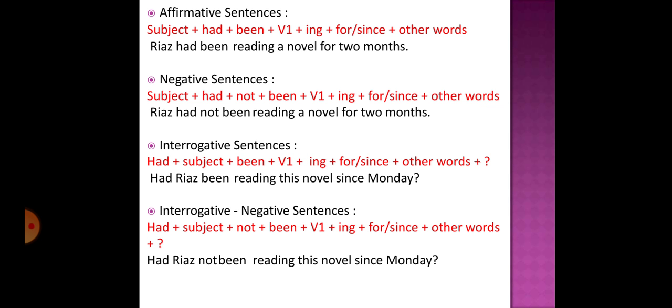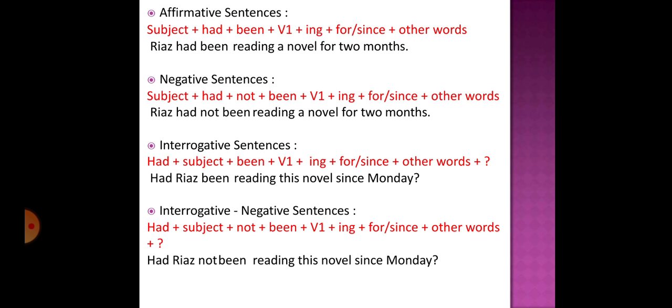Then you go on to the negative structure. Subject plus had plus not plus been plus verb in the first form plus ing plus for, since plus other words. Riaz had not been reading a novel for 2 months. You just put a not. In a negative sentence, not is used between had and been. Had not been. So it goes like Riaz had not been reading a novel for 2 months.